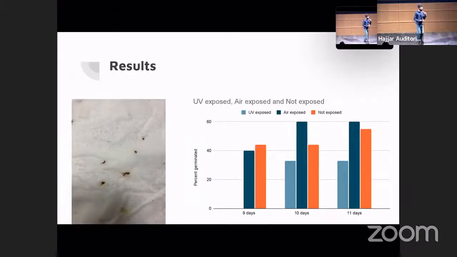9 days, 10 days, and 11 days respectively after starting. And as you can see, the UV exposed ones initially didn't germinate at all, and the air exposed ones had the highest rate of germination. And the ones that weren't exposed really were mostly about the same, but a little lower.